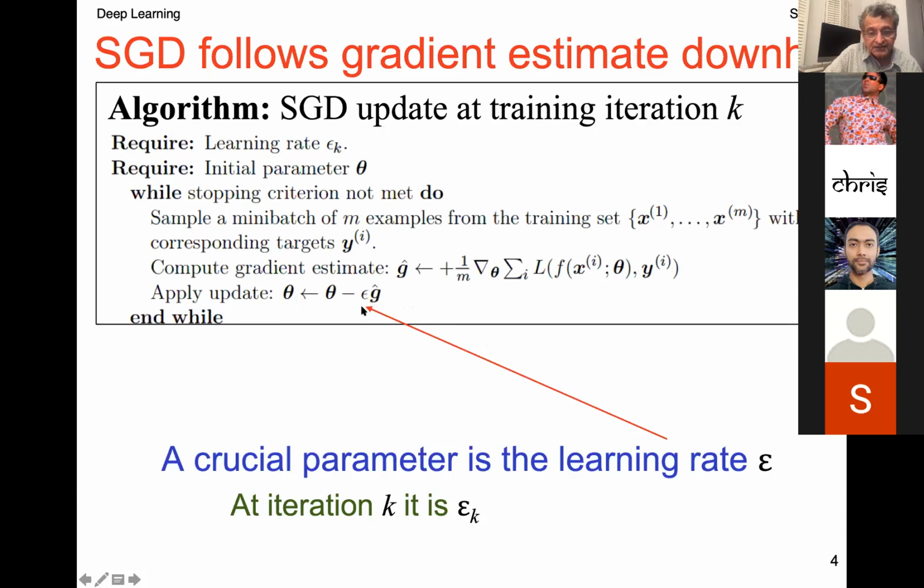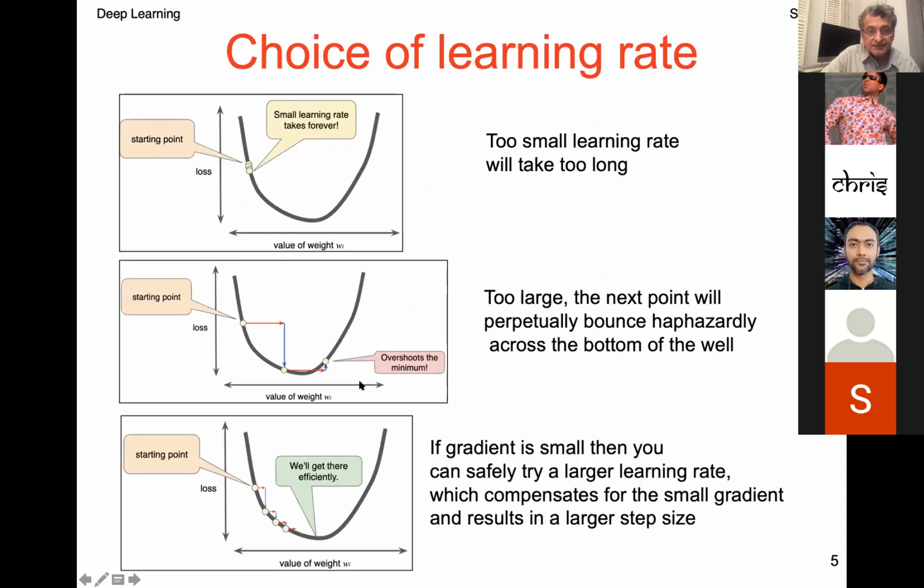But if we are always using the same thing, it's just epsilon, but we are allowing that to change. So the choice is the learning rate. Here is the starting point. Small learning rate takes forever to go to the bottom.